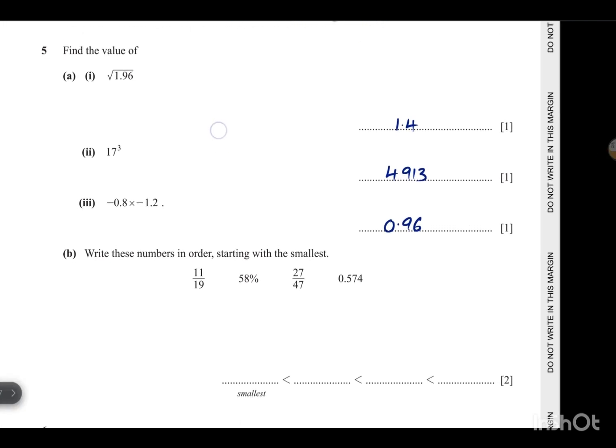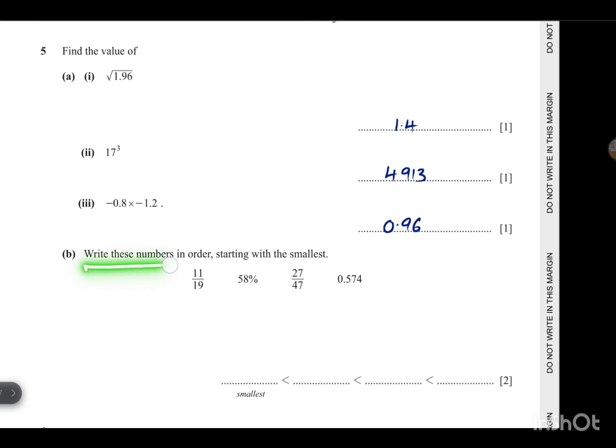Write these numbers in order, starting with the smallest. So first, let us find out the decimal form of these fractions and the given percentage. One of the numbers is given already in decimal form, and it has 3 decimal places. So the first tip of this question paper is, whenever you have such a question, and you already have one decimal number with 3 decimal places, don't take these 3 numbers or fractions as 3 decimal places. Make it one more, so that your comparison will be easy for you.